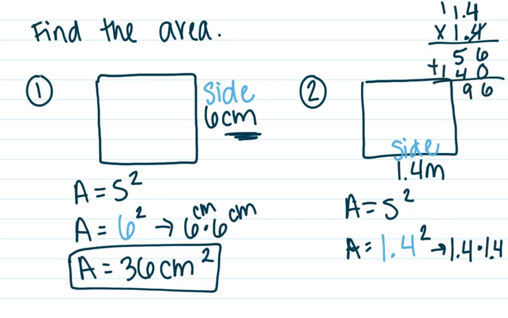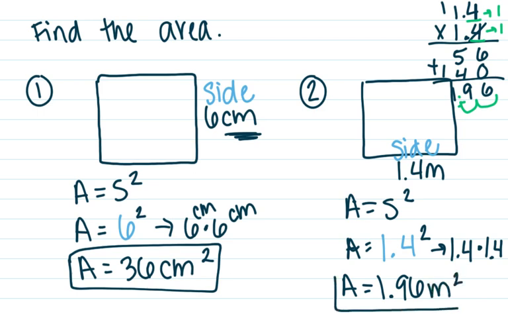Add these together, and then don't forget to go back and count your decimal places. I have 1 here and 1 here for a grand total of 2. So 1, 2. And so my area is going to equal 1 and 96 hundredths, and that is meters, again, to the second power. Area units are squared.